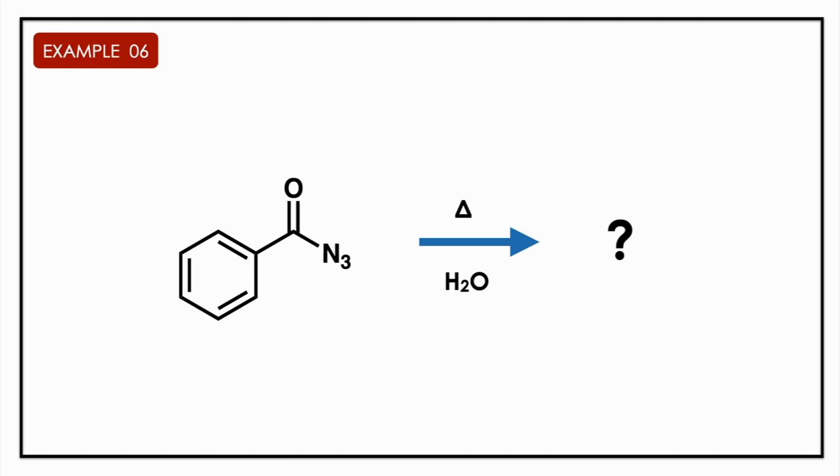Then the next example, you have a carbonyl. On one side you have phenyl, on the other side you have azide. You are heating it up, and you are using water. You should find what will be the final product.